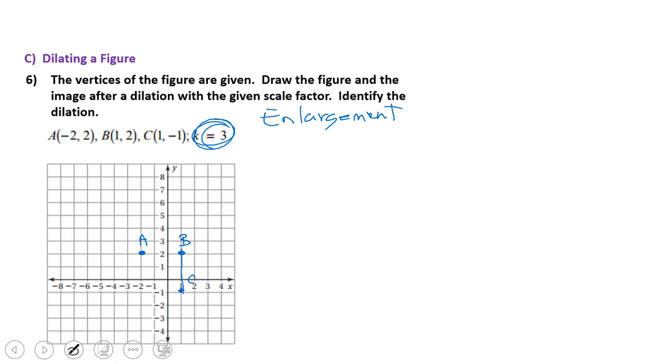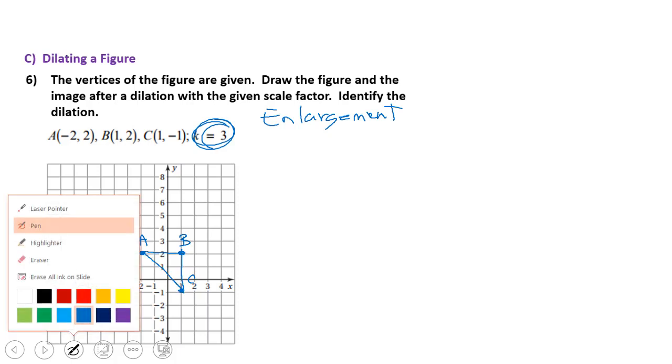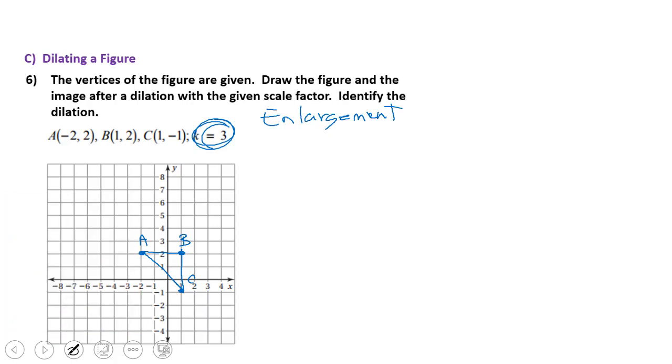And of course, you would use your straight edge to draw a nice figure. Now, ladies and gentlemen, we're going to do our coordinates as we go. So our new coordinates for our image would be A prime. So we're going to take our scale factor and multiply it by both coordinates in A. So negative 2 times 3 is negative 6. And 2 times 3 is 6. So A prime is located at negative 6, 6.